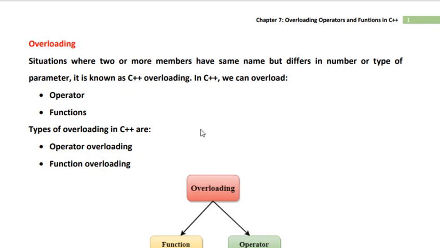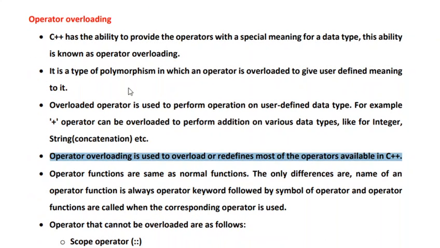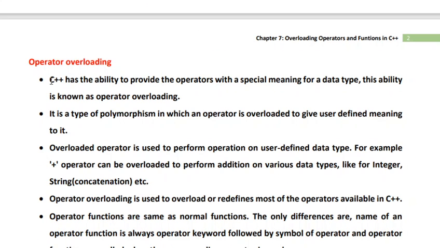Now, what we can do is we can overload functions, and we can overload operators. So it's called operator overloading, and the other one is called function overloading. Now, let us start with operator overloading. C++ has the ability to provide operators with special meaning for a given data type. This is known as operator overloading, right?